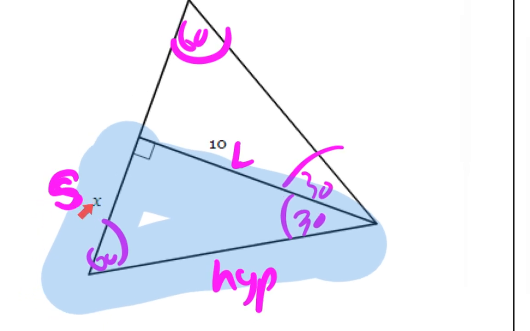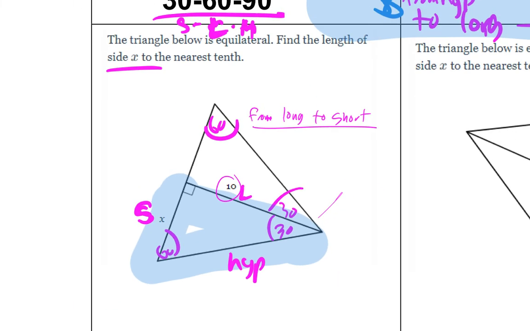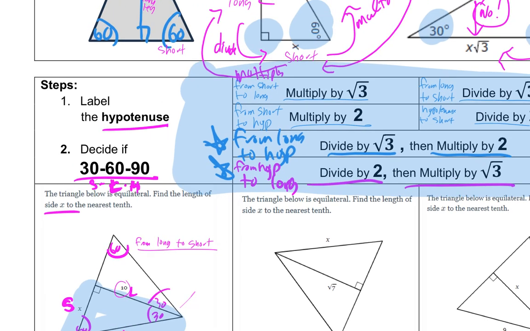We're going from the short. No, I'm sorry. What information do we have? We have the long, from the long to the short. That's what we want to think. We're given the long side, and we don't want to find the hypotenuse. We want to find the short. So let's look at what we said from the long to short.